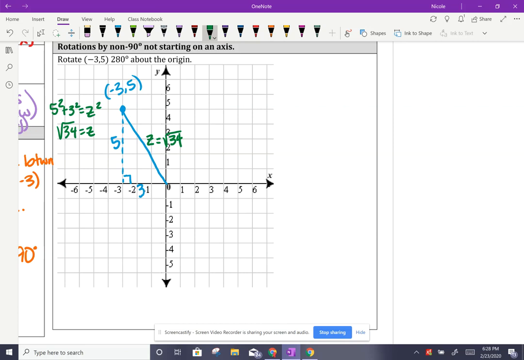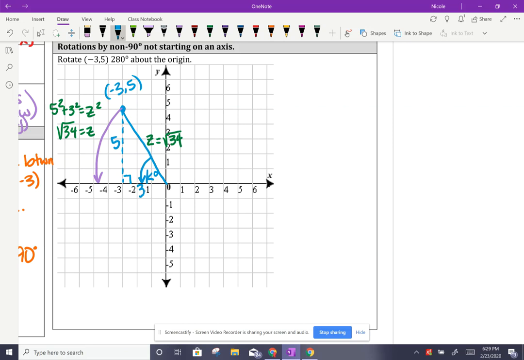I am wanting to take this point and rotate it 280 degrees around the origin. Well, in order to do that, first I need to know how far I'm traveling just to get to the next axis. So in order to do that, I'm going to need to solve for this angle down here. I'm going to name it angle K. I need to know how far I'm going to rotate down to the axis. So how do we find an angle, guys, if I have sides of a triangle?